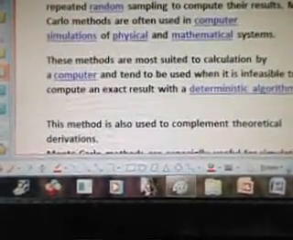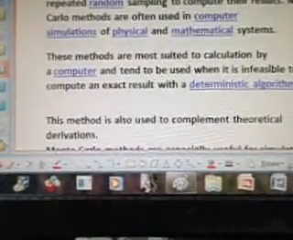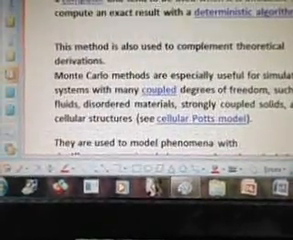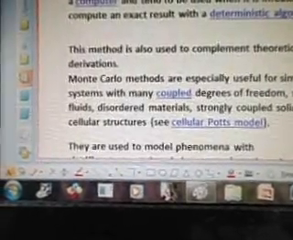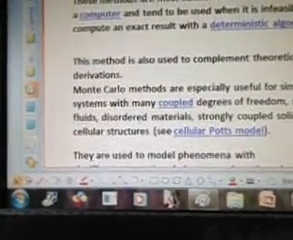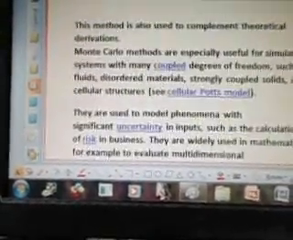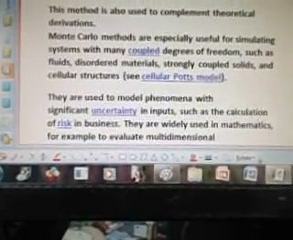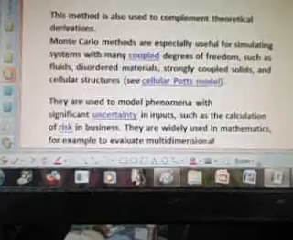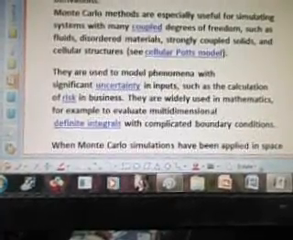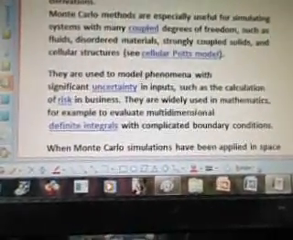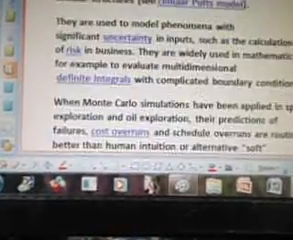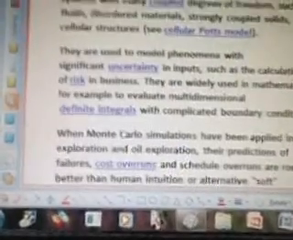These methods are most suited to calculation by a computer and tend to be used when it is infeasible to compute an exact result with a deterministic algorithm. This method is also used to complement theoretical derivations. Monte Carlo methods are especially useful for simulating systems with many coupled degrees of freedom, such as fluids, disordered materials, strongly coupled solids, and cellular structures. See cellular Potts model.